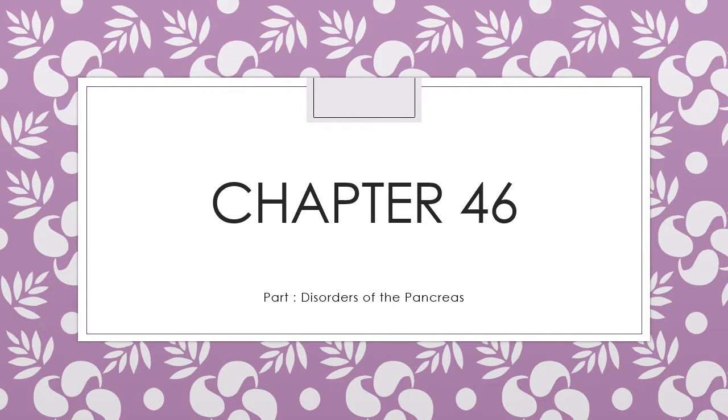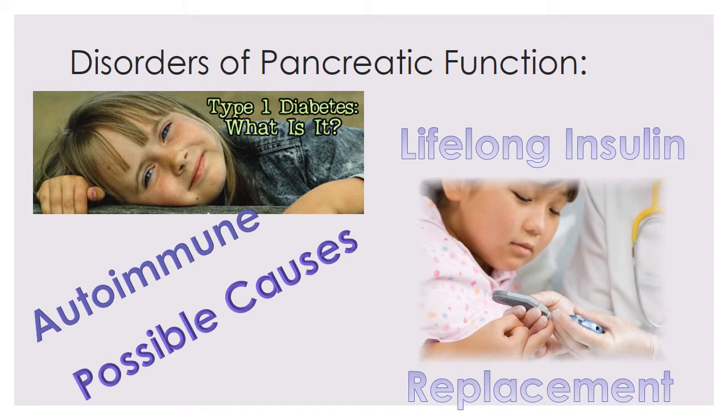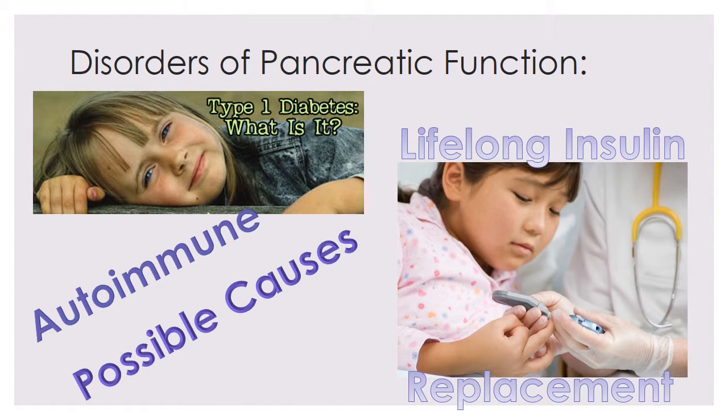Continuing with Chapter 46, we're going to discuss Part 2, Disorders of the Pancreatic Function. First one we're going to talk about is type 1 diabetes. Diabetes mellitus is the most common metabolic disease in children. Peak incidence between 10 and 15 years of age. More prominent in Caucasian. Most children have type 1, although type 2 is on the rise.